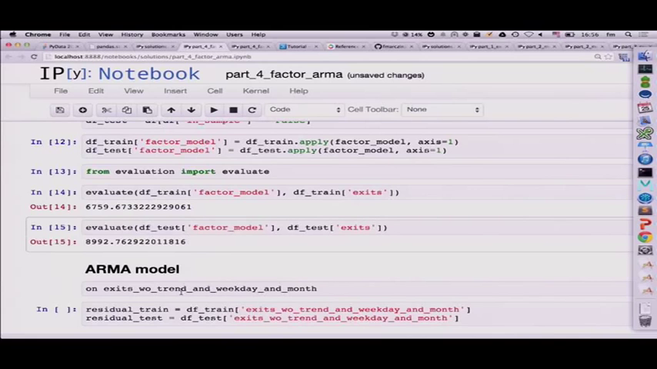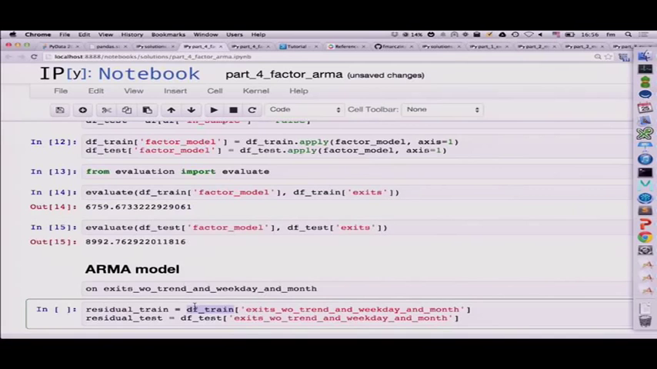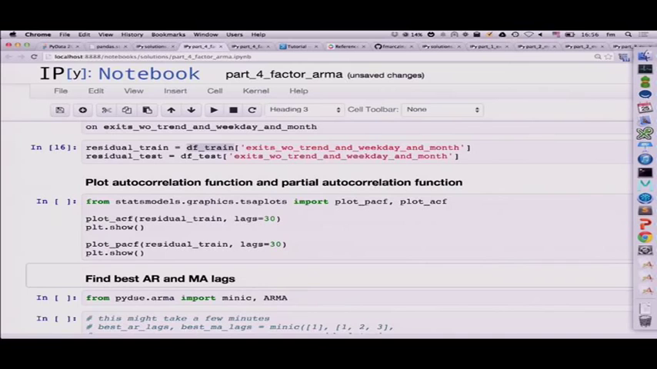Shall I go on with the ARMA model, or do you want to have more time? Okay, so we do the ARMA model on the detrended and factorized data. We define a residual for input, and okay, now we load.